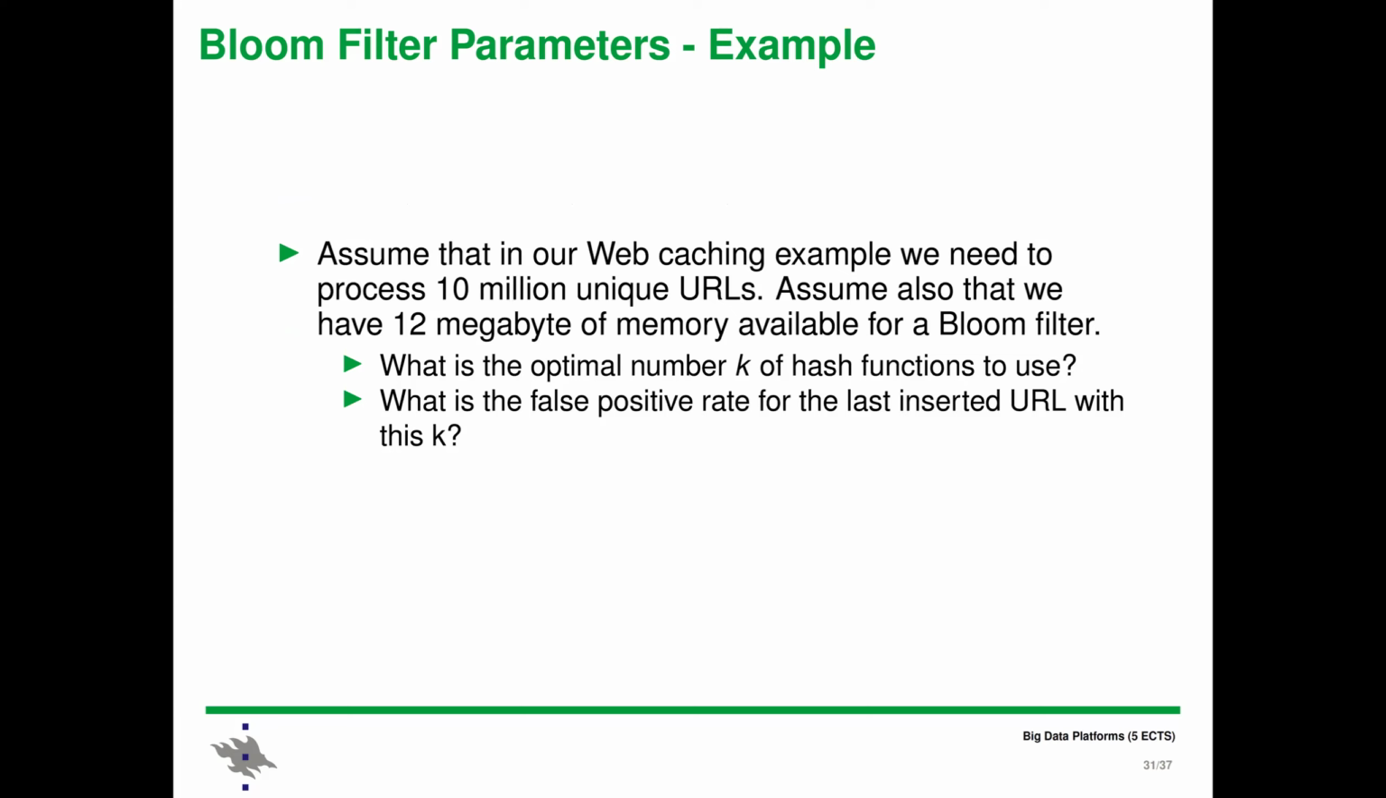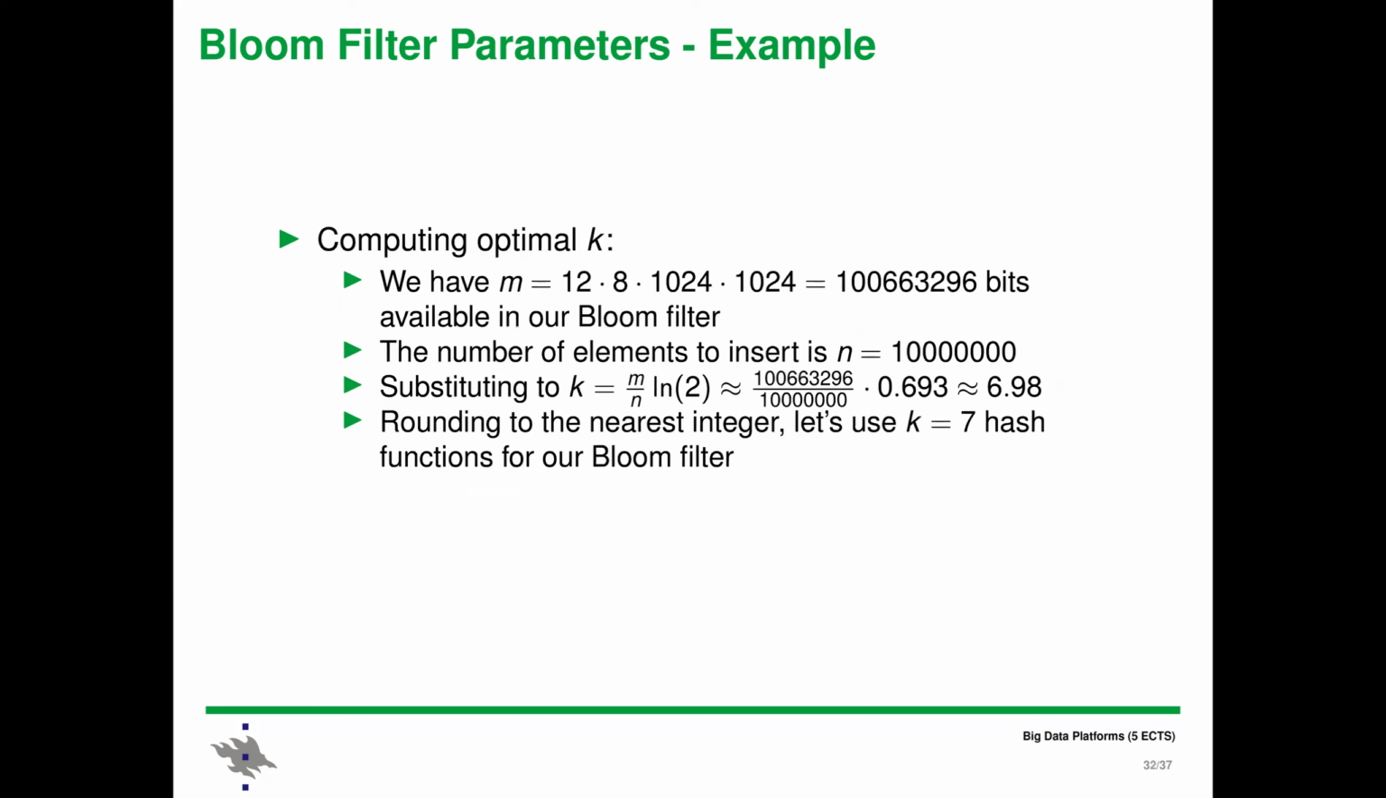So let's go through a running example. Let's assume that in our web caching example we have 10 million unique URLs, and we have 12 megabytes available for a Bloom filter. What is the optimal number of hash functions to use? And what is the false positive rate for the last inserted URL with this k?